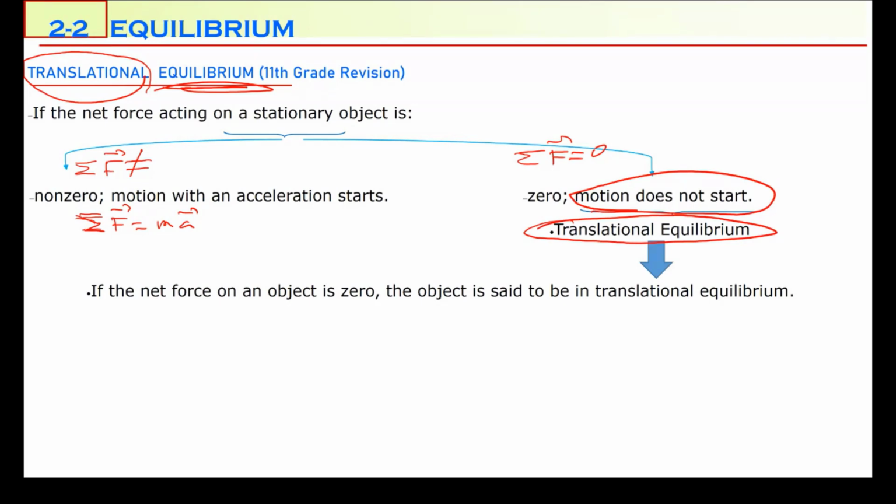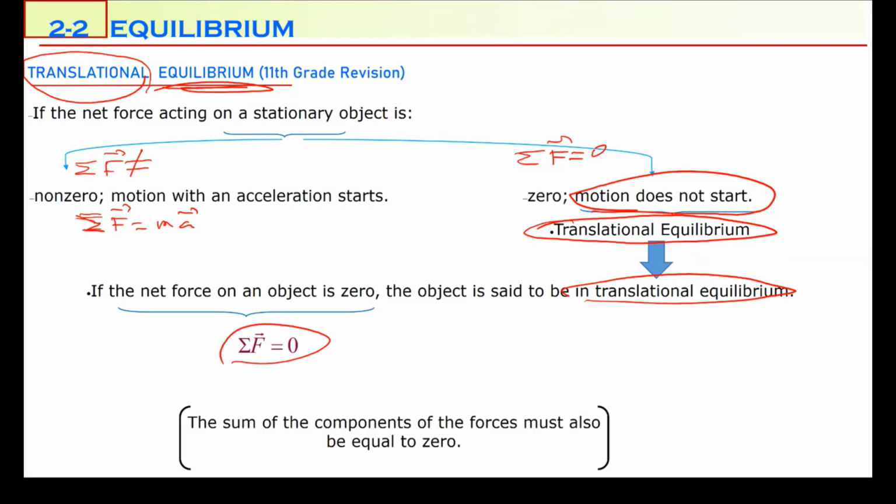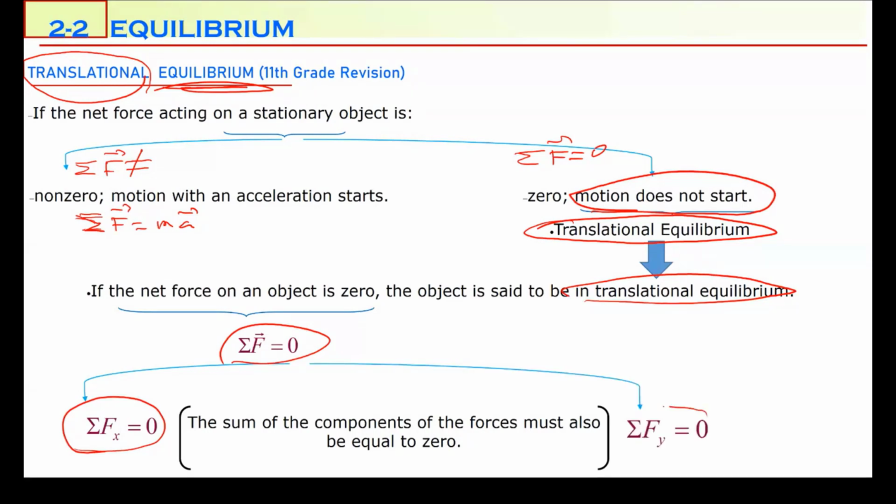Maybe you can think like this: the object is not translating, the object stays where it is. If the net force on an object is 0, the object is said to be in translational equilibrium. So the net force, the sum of the forces acting on the object, must be equal to 0. But sometimes we need to think about the components of the forces. The sum of the components must also be equal to 0. That is, the sum of the x components of the force must be equal to 0, and the sum of the y components of the force must also be equal to 0, which means in this case the sum of the forces acting on the object is equal to 0.